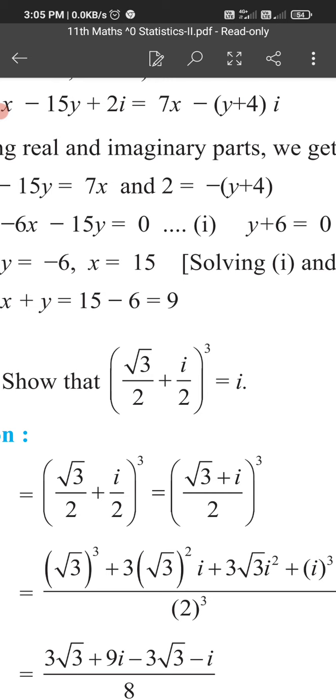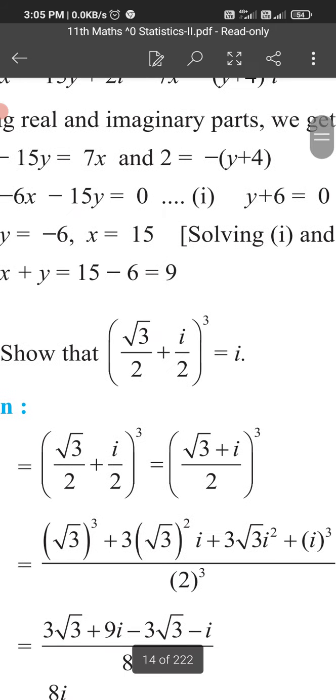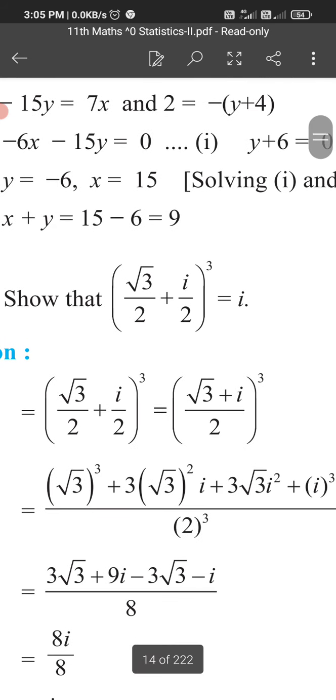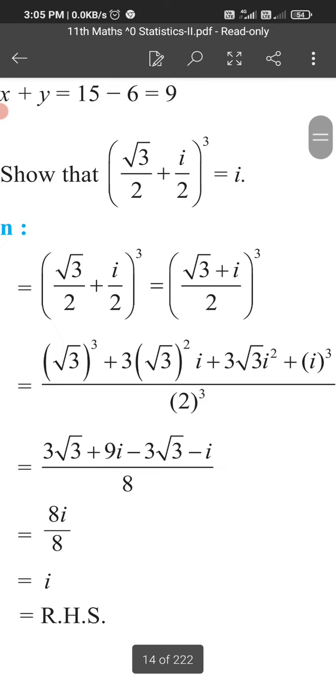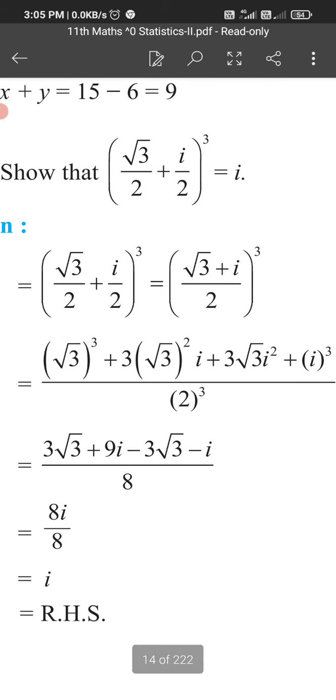So (√3)³, that is √3 × √3 = 3, into √3, that is 3√3, plus 9i, minus, i² = −1, that is −3√3, minus i³, that is minus i, upon 2³, that is 8. 3√3 gets cancelled. 9i − i, that is 8i upon 8, is equal to i, that is the RHS. So this much.